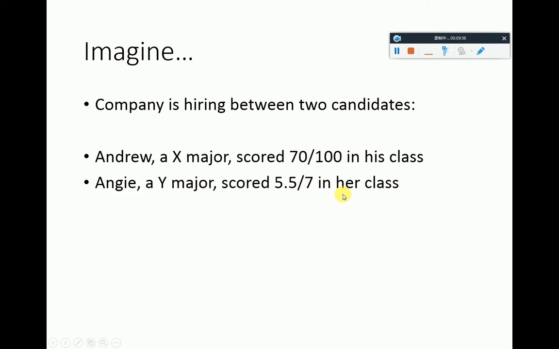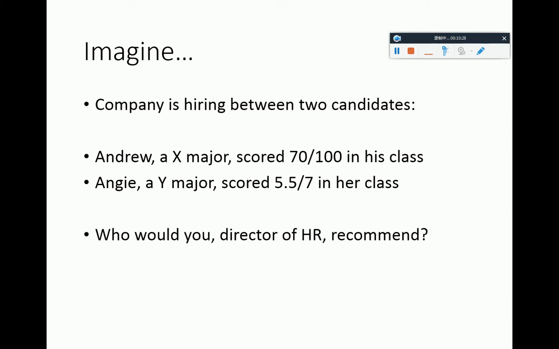And the second candidate, Angie, is from a different major than Andrew. Interestingly, in her class, the scoring system is very different from Andrew's class. In Andrew's class, everything is scored on a 100-point scale. In Angie's class, everything is scored on a 7-point scale, and this is Angie's average performance in all her undergraduate years. So the question is, as the director of HR, who would you recommend the boss or the CEO of this company to hire?